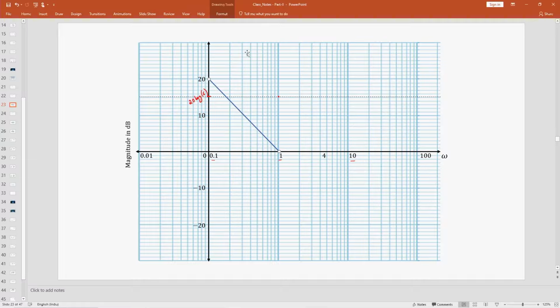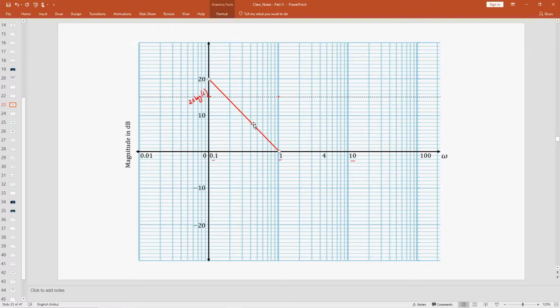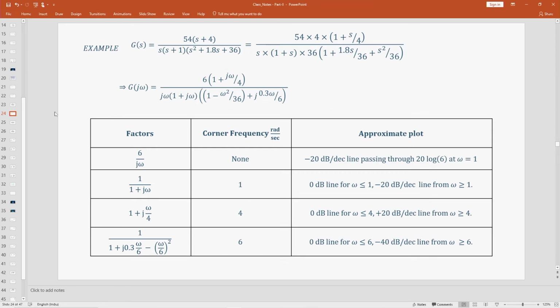Now, this line, let me change the color just for visualization purpose. I am not changing the slope, the slope remains the same, and it must pass through this point. So, the first line due to 6 by j omega will be of this form. This is a minus 20 dB per decade line. Okay. Now, this is just for one factor, so we have to look into the other factors also.